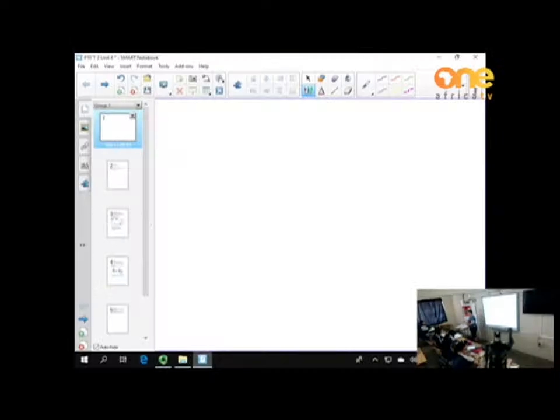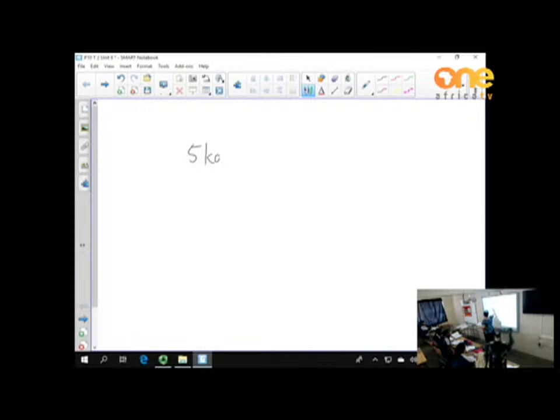Exercise 1. People, as we go and you have questions, you must ask, all right? Don't let it just go by. So exercise 1 on page 153. What is the size of the force a person must use to lift a box of mass 5 kilograms? If you are on Earth, we have to multiply with 10. That will give us 50 Newton.